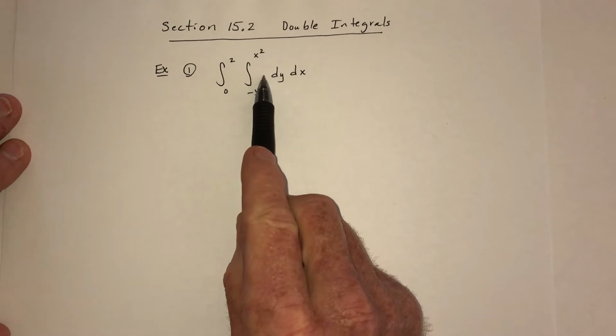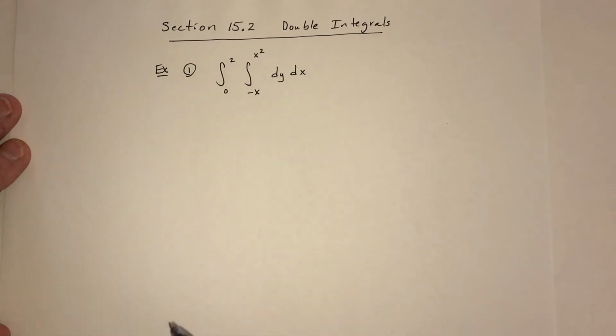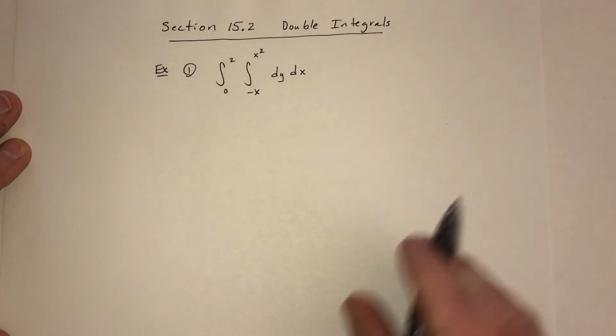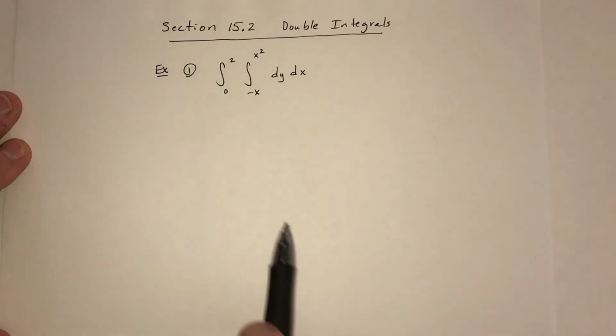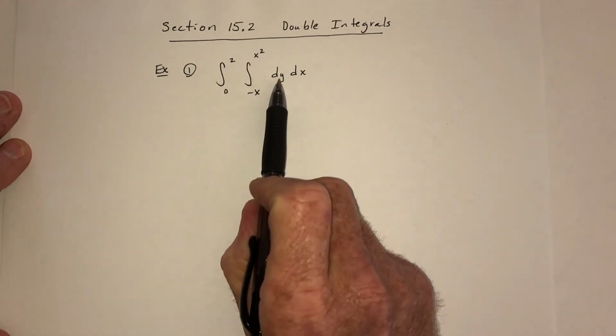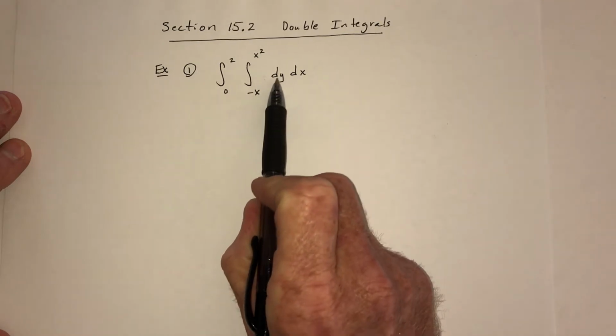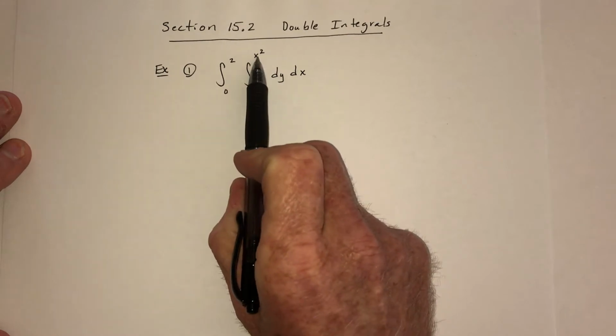If there was a function right here, like sine of x or something like that, then we'd be finding volume. So the directions for this one are sketch the area that's being found and then actually find it. So this is saying we're integrating with respect to y first. So it's saying at one point y equals negative x, at another point y equals x squared.